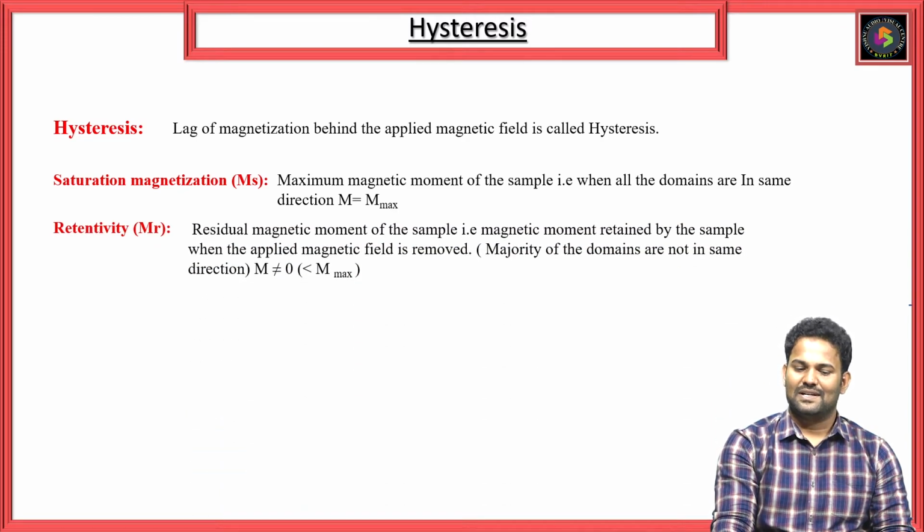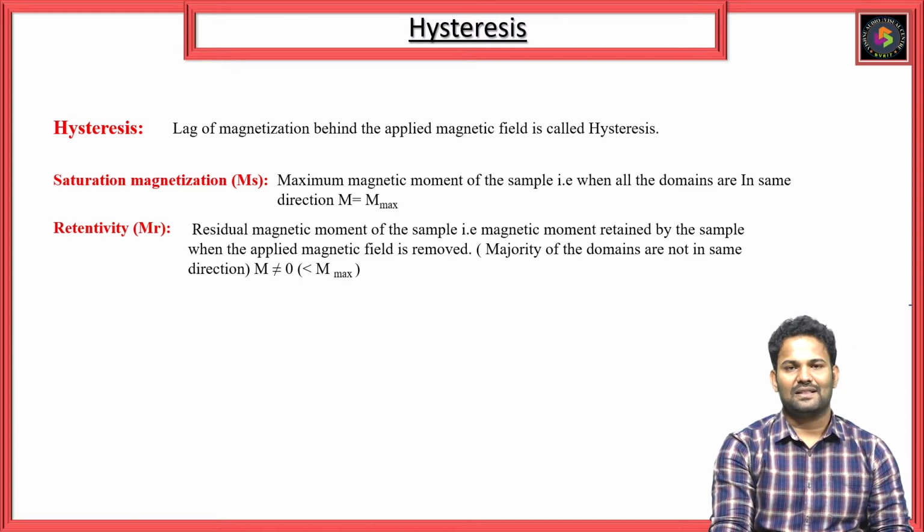What is retentivity? It is the residual magnetic moment of the sample, that is, the magnetic moment retained by the sample when the applied magnetic field is removed. The majority of the domains are not in the same direction, so even if we remove the magnetic field, some magnetization can be present in the sample. That behavior is known as retentivity, where the magnetization is not equal to 0 but is less than the maximum value.